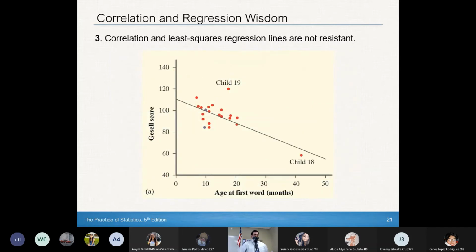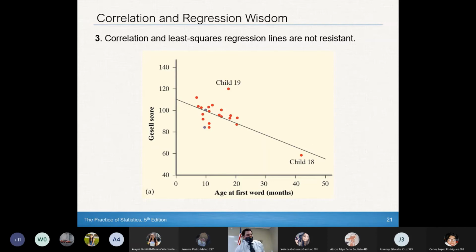Three, correlation and least squares regression lines are not resistant. We already know that the correlation r is not resistant. We talked about that yesterday. That's partially because r is determined using means and standard deviations, which are also not resistant to outliers. One unusual point in a scatter plot can greatly change the value of r. The least squares regression line is also not resistant.